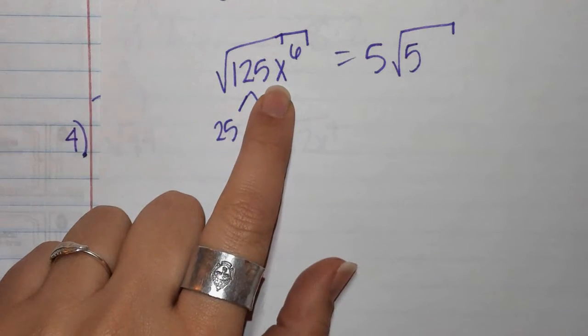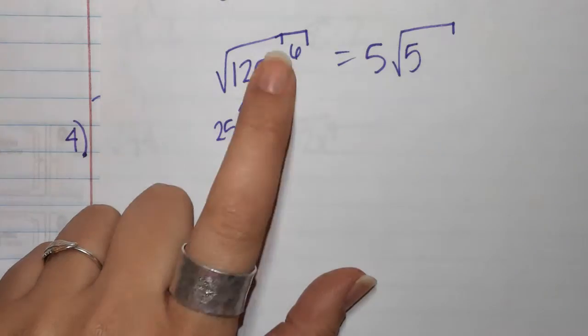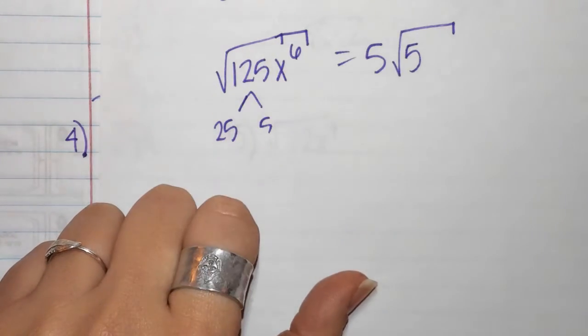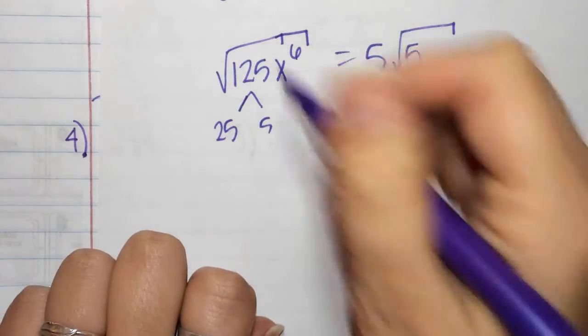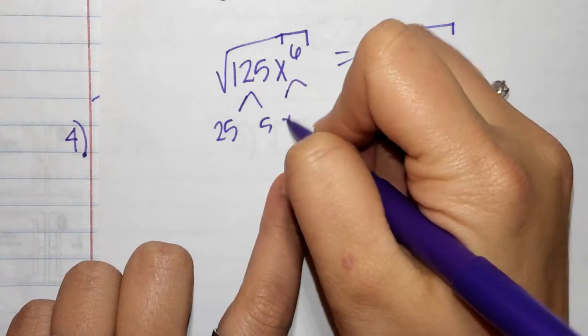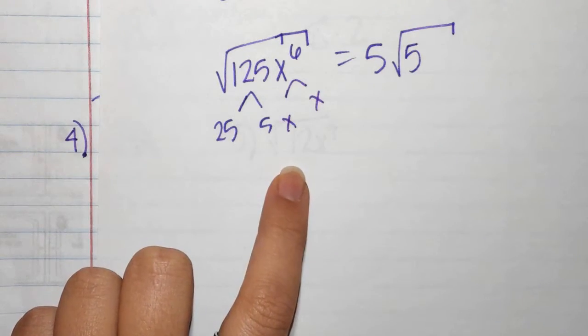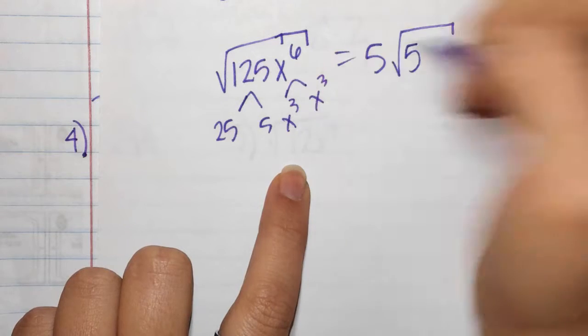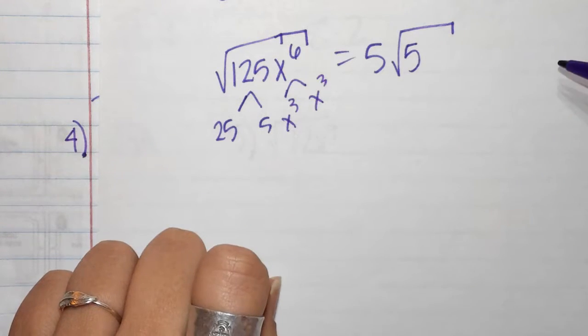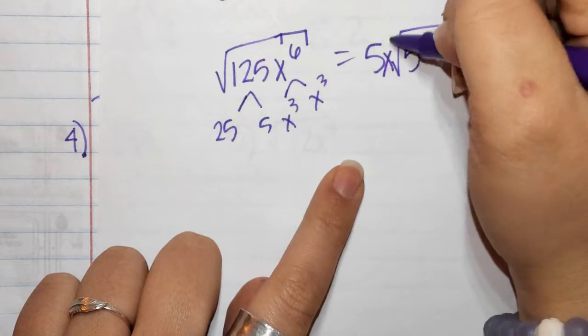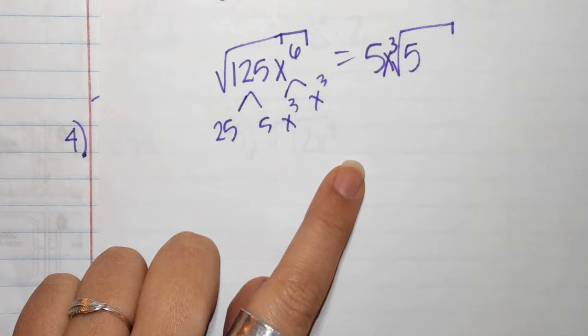All right, now we have to look at our x's. This can be broken down into what? X to the what times x to the what? X cubed times x cubed. Okay? How many of those do you see? That's it. That's all you do.